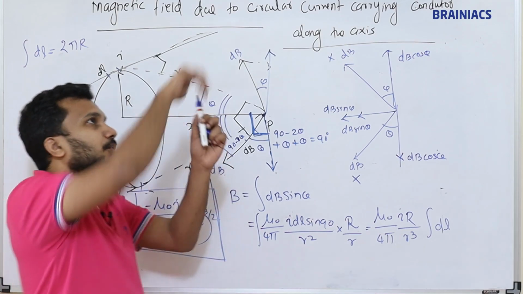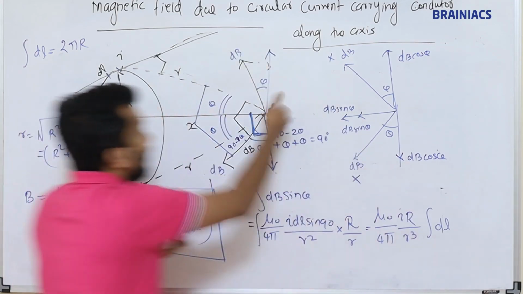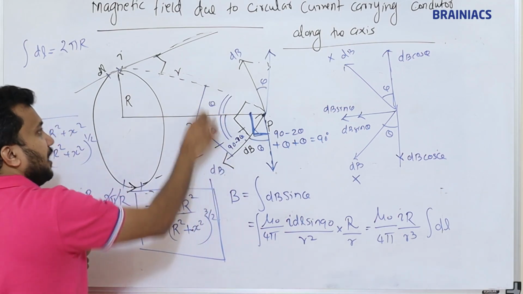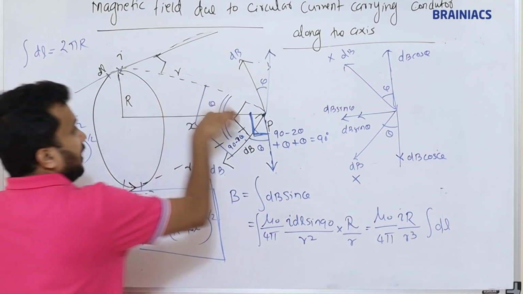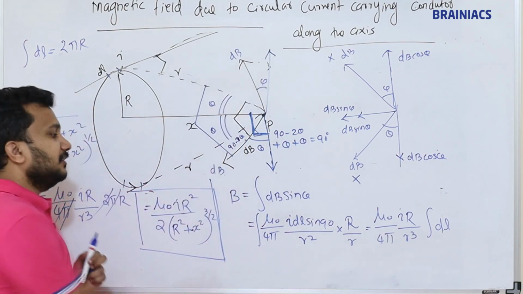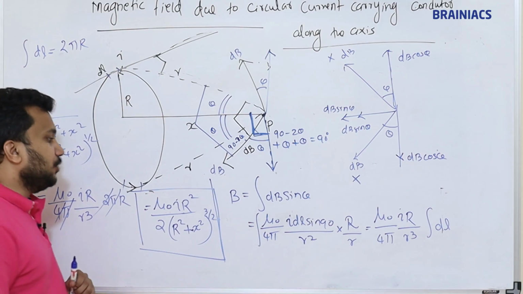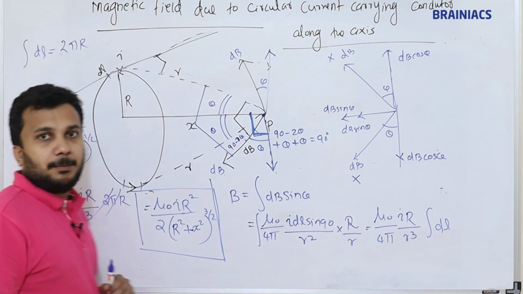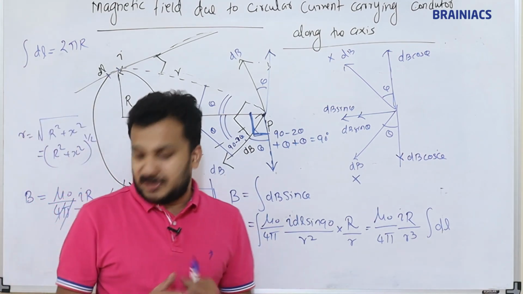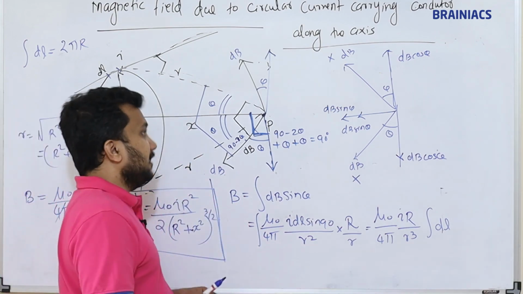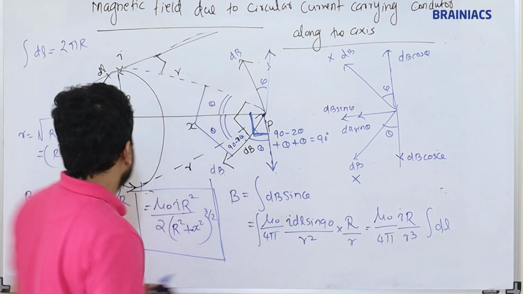Then you have to fold your fingers. Okay, so dB is coming down and dB is perpendicular to r, so like this. And then I marked these two angles. I have assumed it as theta, and from there I have to derive another angle. Then I will do the integrations. Mu 0 I r square divided by 2 into r square plus x square whole power 3 by 2 is the fundamental expression for this. Okay, hope this area is clear to you.